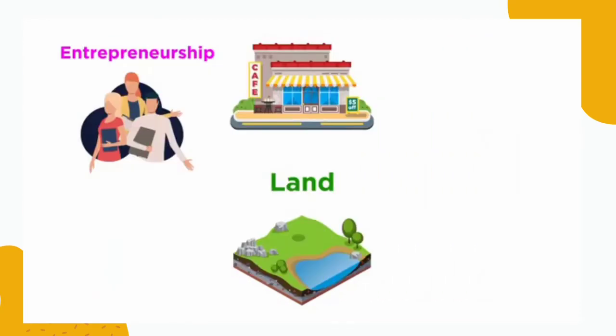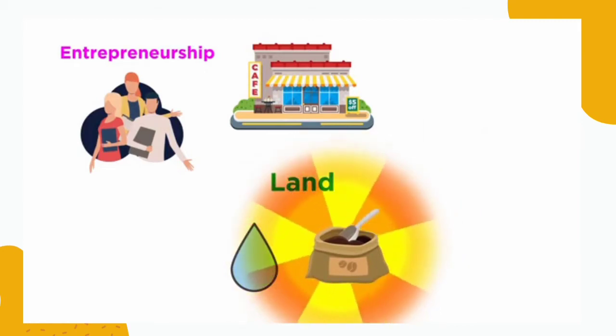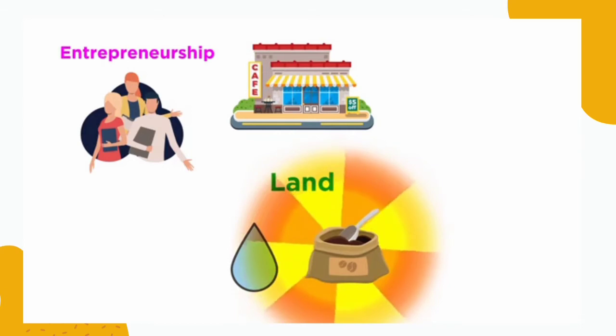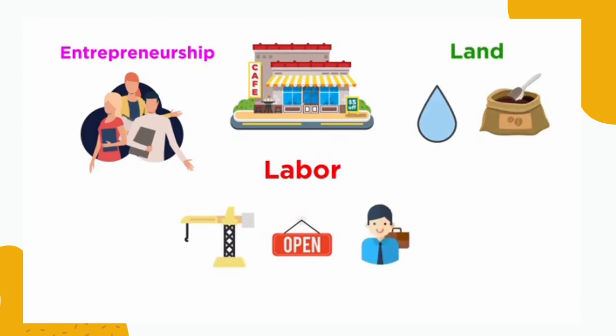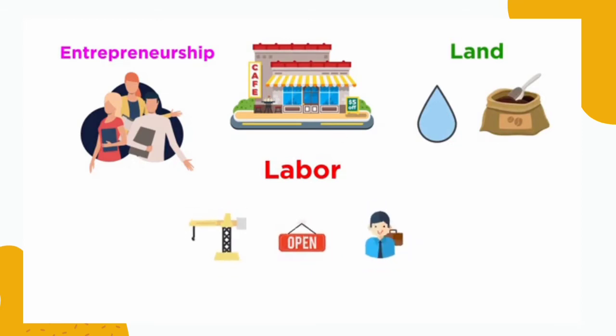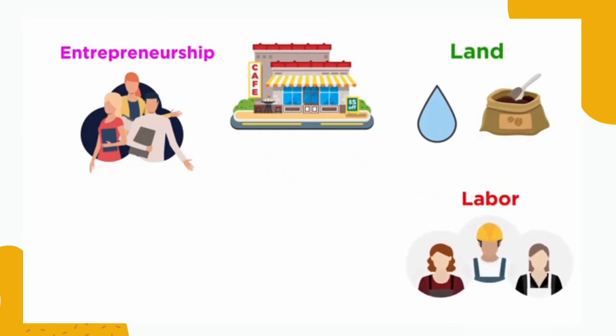However, remember, land includes all natural resources, so fresh water and coffee beans would be included here, and the beans could actually be considered the most important natural resource. Third, the entrepreneurs need to implement labor to construct, open, and operate the coffee shop. This takes work, and they likely have to hire additional workers to help them. But who should they hire? This is where human capital comes in.